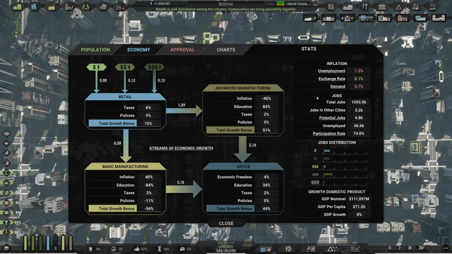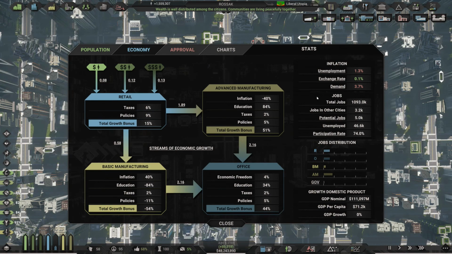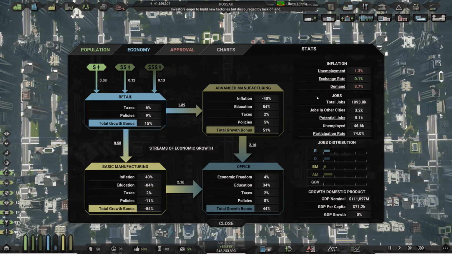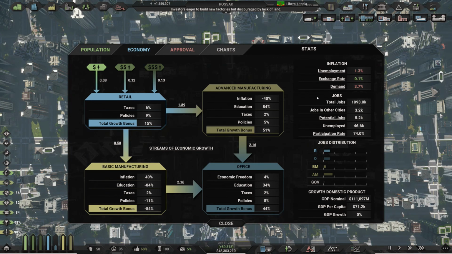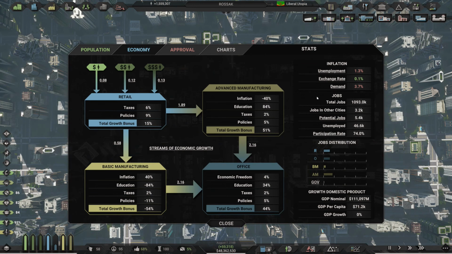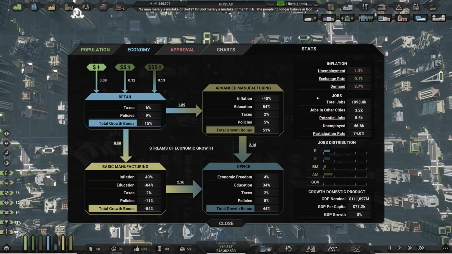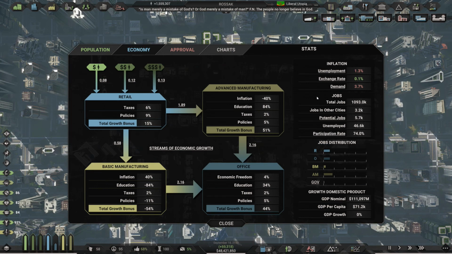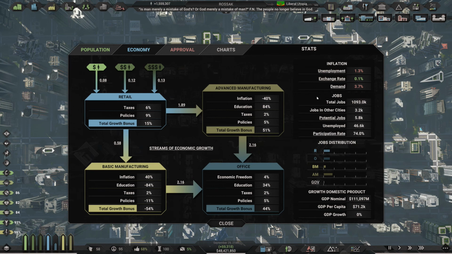Here's your inflation. You see once again how the factors pick it up. I have something over a million jobs, 1,093,000. Oh, I have jobs in other cities, 3.2%. I have 5.6 thousand potential jobs. I'm going to stop the clock for a moment. Unemployed, I have 46,000. Okay, I've added another 7,000 while that clock has been running. And the participation rate is 74%. Participation rate in the United States currently is around 62.5%. So you can see my participation rate is pretty awesome here in Rossak.